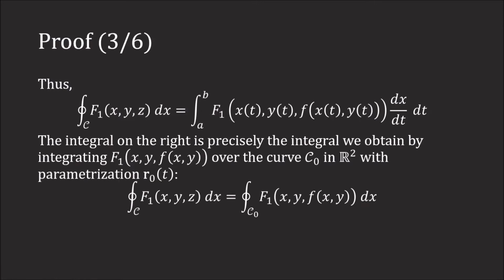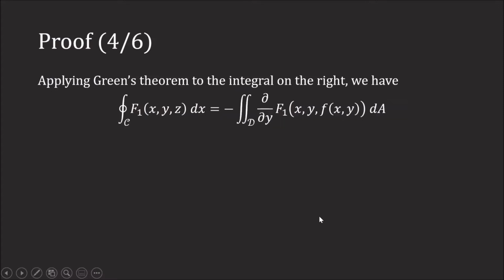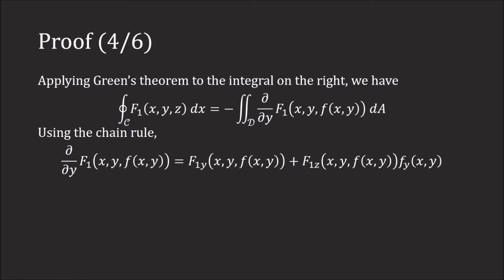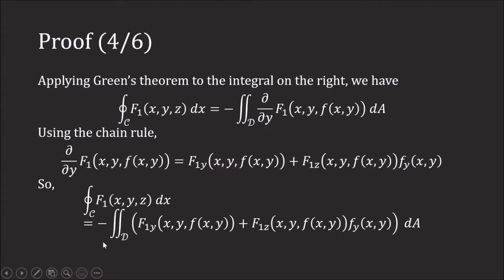Now this integral is precisely the integral obtained by integrating f1 over the curve C naught in R2 with parameterization r naught. So the circulation along C is actually the circulation along C naught of f1(x, y, f(x, y)) dx. We can now apply Green's theorem to this. That'll give us this double integral right here. Now we can use the chain rule to evaluate the partial with respect to y of this. And so we can write the circulation as this integral right here. Now keep this integral in mind.